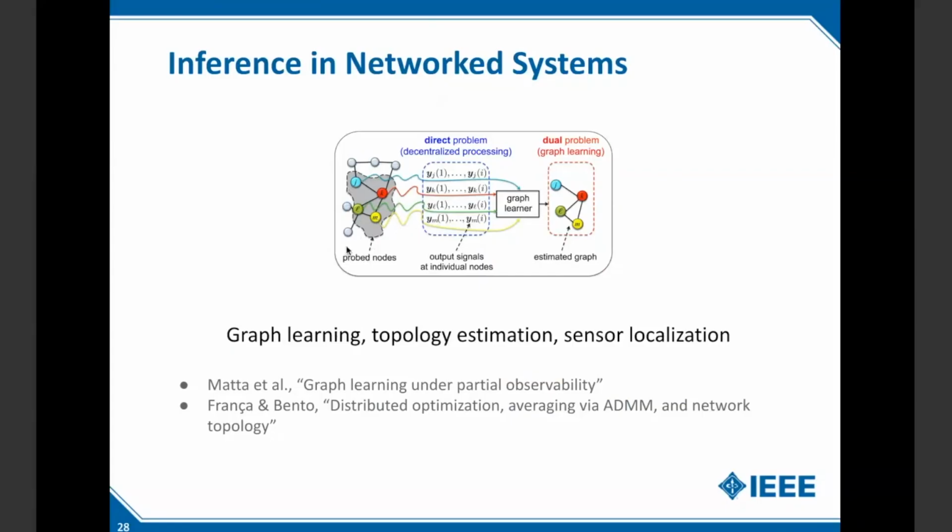And then the problem is a sort of inverse problem in that case. We would like to take this stream of data coming from each of these nodes and reconstruct how they're connected or how they depend on each other in some sense. And so this type of problem is discussed in the paper, as I mentioned, by Mata et al., and also in the paper by Franca and Bento, a different sort of application.